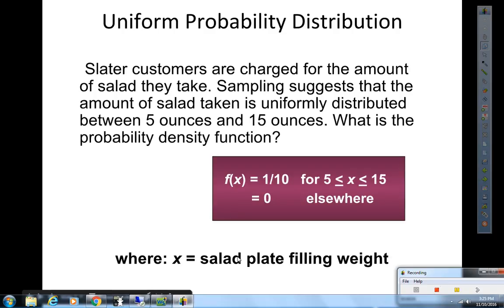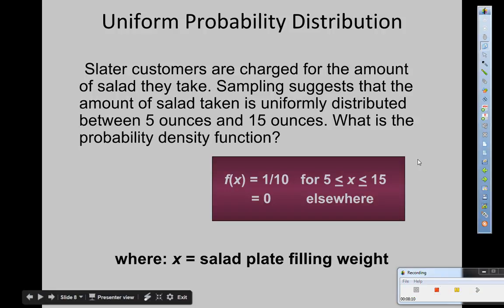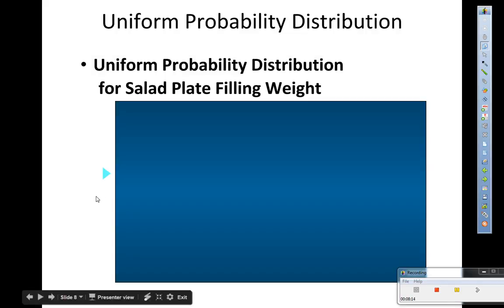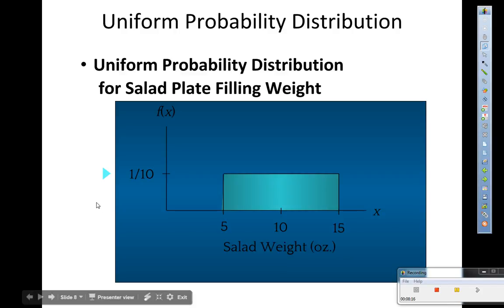So that's pretty simple, right? Now we can do calculations from this as well. If I want to figure out the probability that x falls within an interval here, all I have to do is find the width of the interval and multiply it by the height of this function. So if the width of my interval is 4, 4 times 1/10 is 4/10. That's the probability of it falling within a certain range of values.